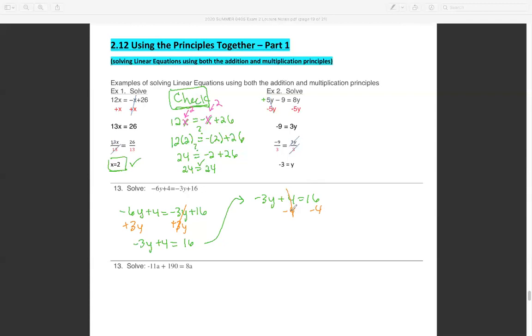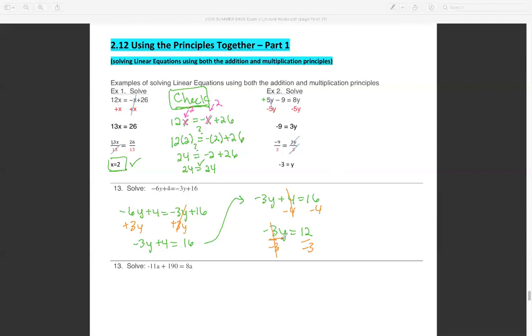And again, make sure that these are opposite in signs and you're not getting 8. So we have negative 3y equals 12. And then to undo multiplying by negative 3, we'll just divide by negative 3. Negative 3 divided by negative 3 is 1.